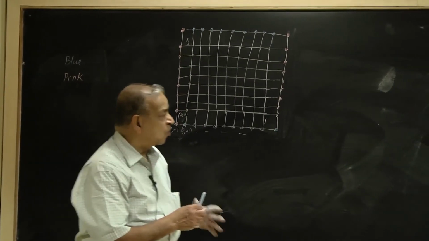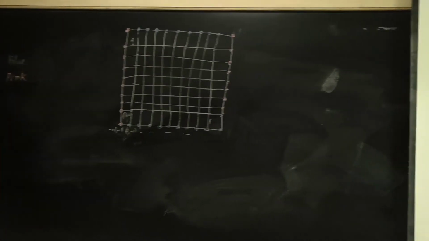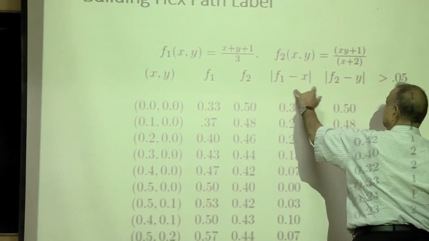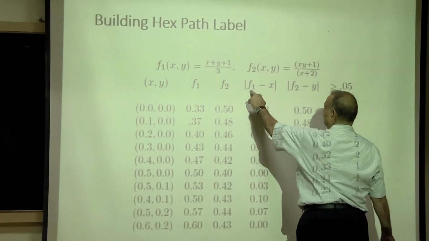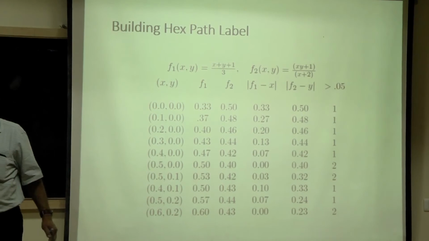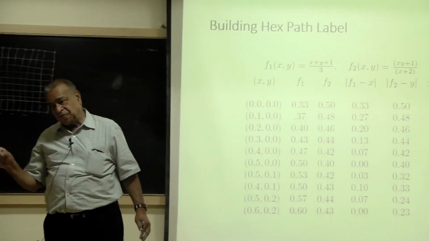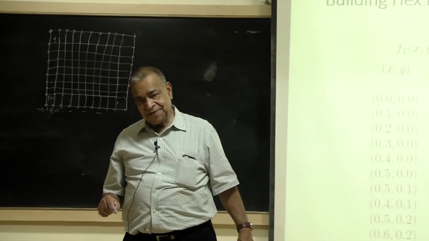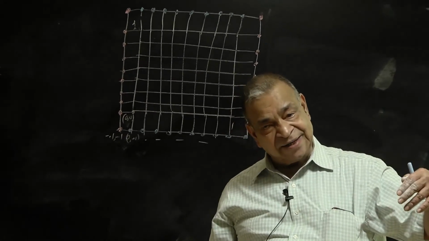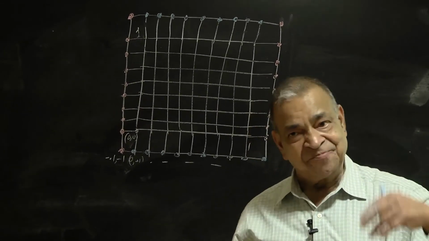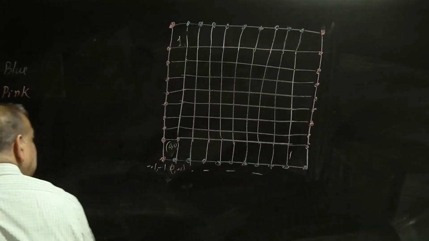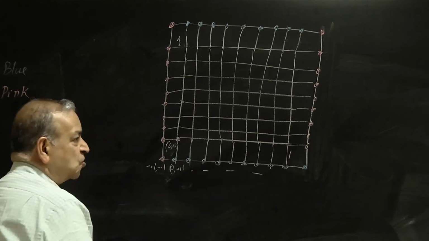My criterion is the following. You evaluate the value of the function at that point and take the absolute value of f1 minus x and f2 minus y. The difference. As long as the very first coordinate is greater than 0.05, it is for the girl. If the first coordinate is not so, only the second coordinate is so, then it is for the boy. So now let us look at this one. What will be the color for this? This one, 0, 0.